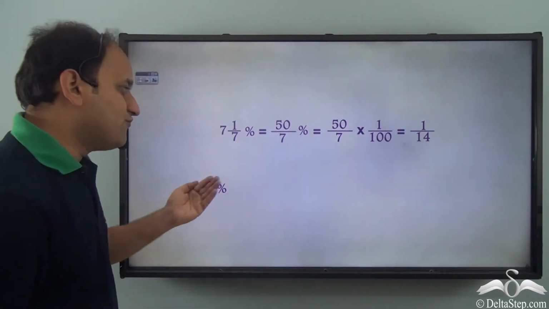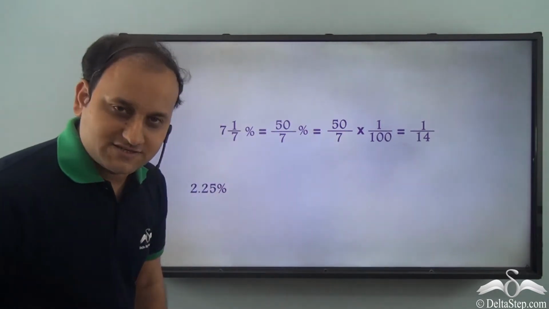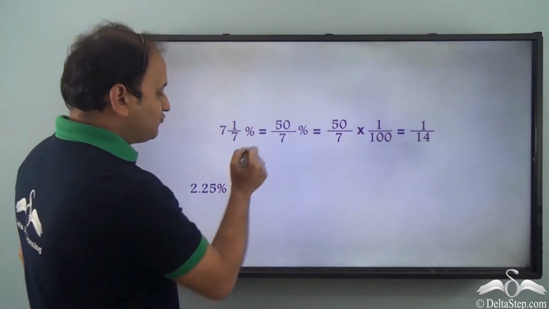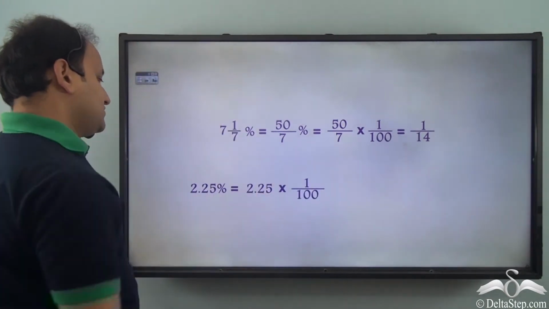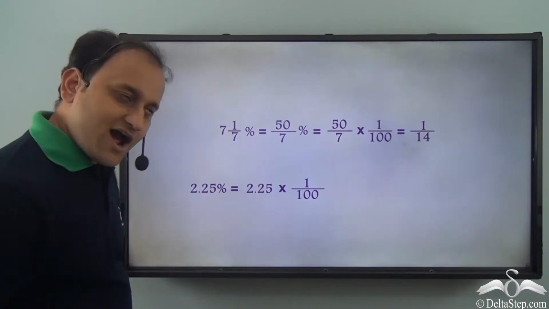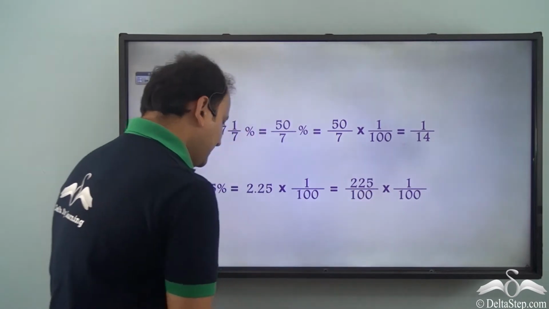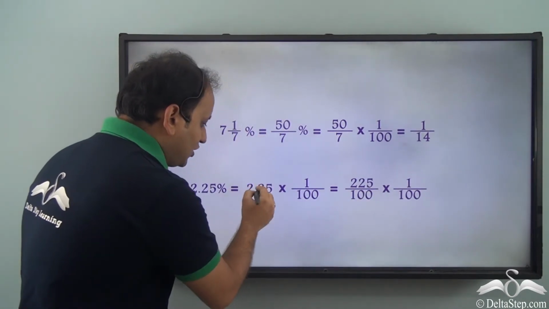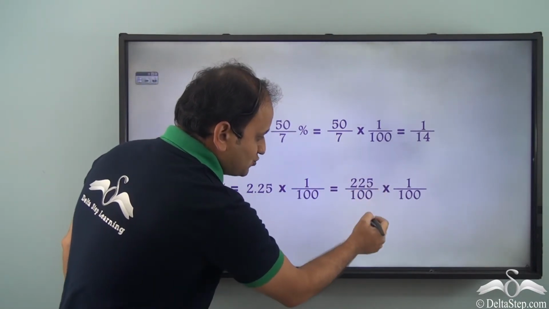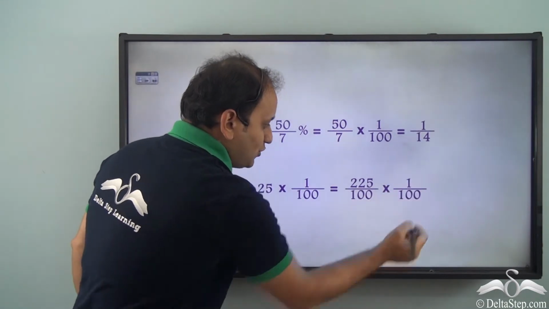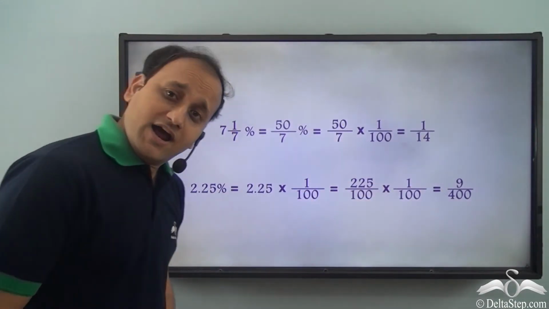So we have 2.25%. So how do we calculate the fraction value of this? Well, as we followed earlier, we'll have to multiply this with 1 by 100. So 2.25 into 1 by 100. So we can write 2.25 as 225 by 100. So we remove the decimal here. We had 2 digits after the decimal, so we divided by 100, which has 2 zeros. So 225 by 100 into 1 by 100. Now when we calculate this, we get 9 by 400.